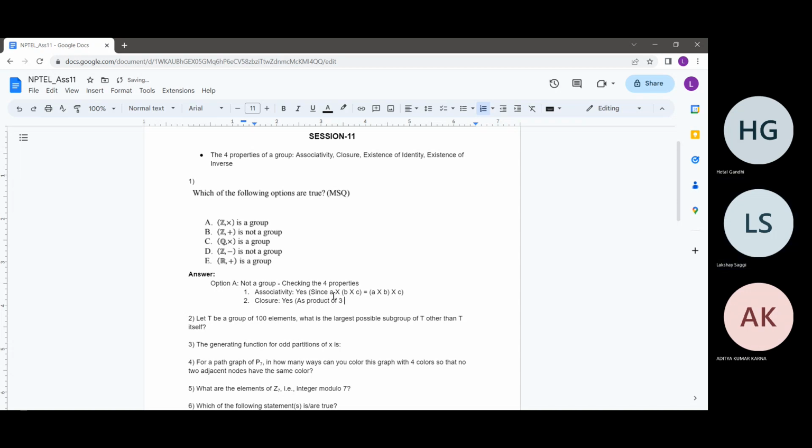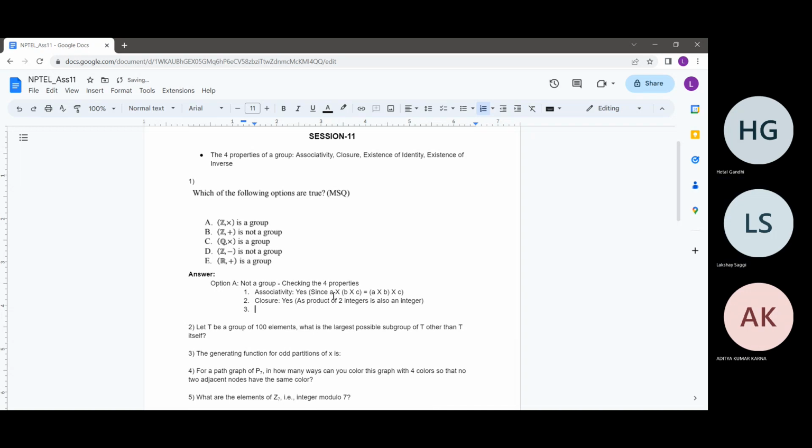The product of two integers is also an integer. So yes, in fact, the second thing is also true. So it also has closure. Now coming to the third property, existence of identity.